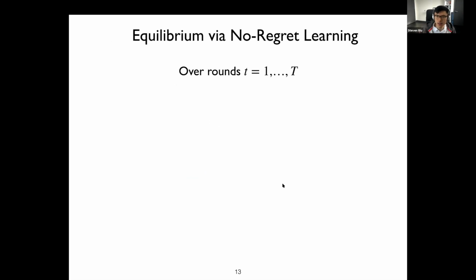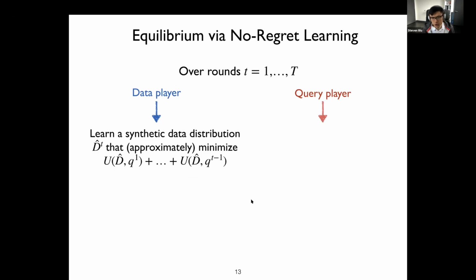You can think about this as a process that takes place over rounds. I'm going to use little t to index rounds. In each round, the data player is trying to sequentially learn a synthetic data distribution that minimizes the sequence of losses given by the query player's historical play. So this is a repeated process, and at round t, the data player would like to update its synthetic data distribution to do well on what the query player has played so far. After the data player has updated the synthetic data distribution, the query player will try to criticize it, playing adversarially by finding a high error query on the current synthetic data distribution.